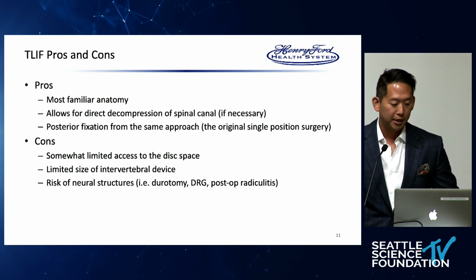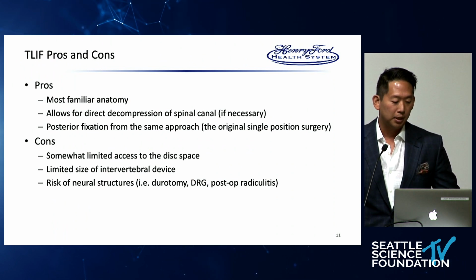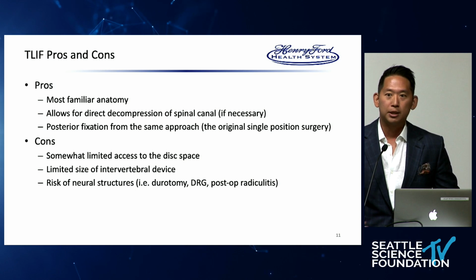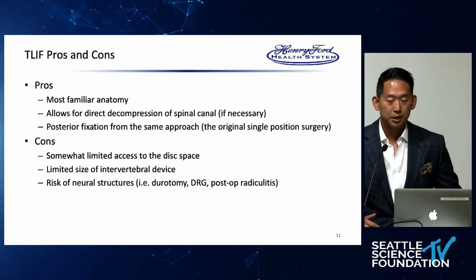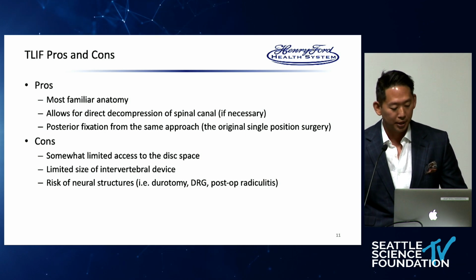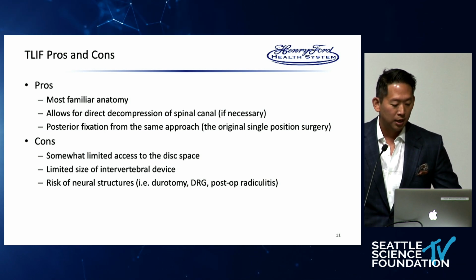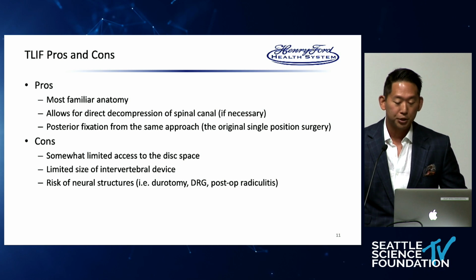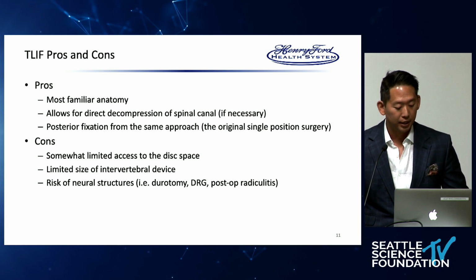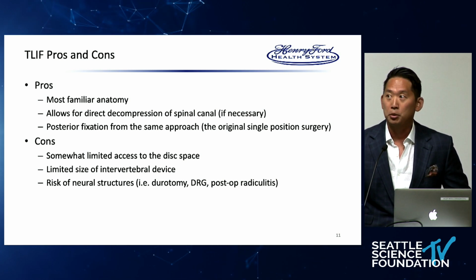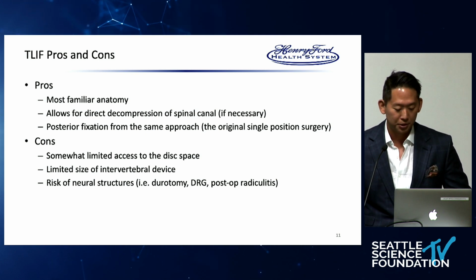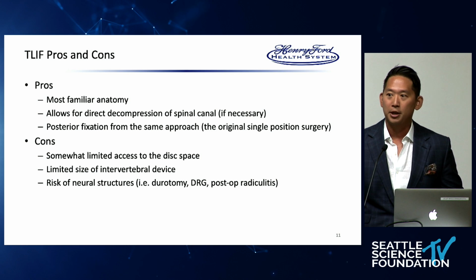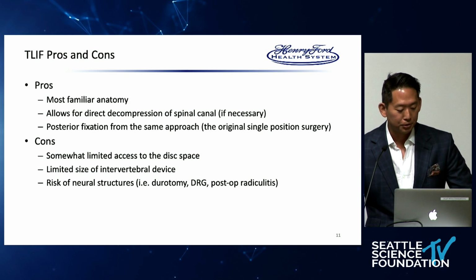So what are your advantages? Alluding to everyone's training, we're trained to approach the spine posteriorly primarily. So this is probably the most familiar anatomy for any sort of minimally invasive approach. In addition, it allows for direct decompression of the spinal canal if it's necessary. And then finally, you can achieve posterior fixation from the same approach. So this is what I like to call the original single position surgery. You're prone, you're putting your cage in, you put your screws in.